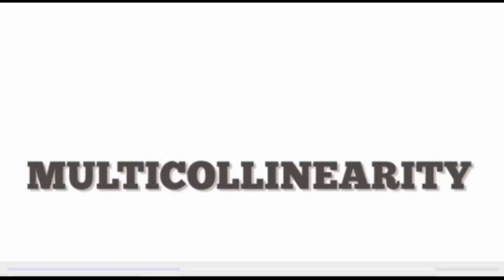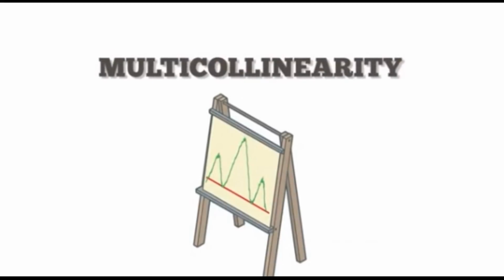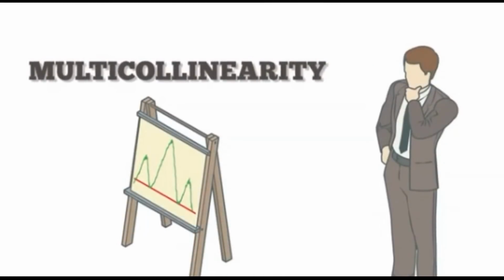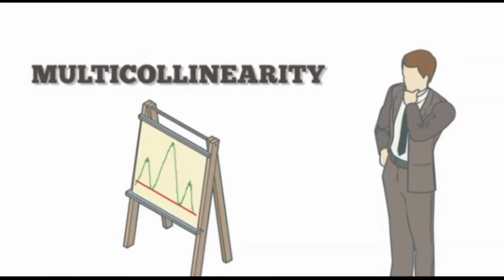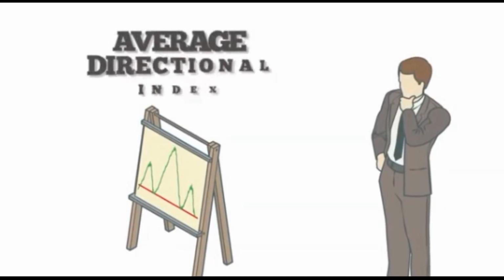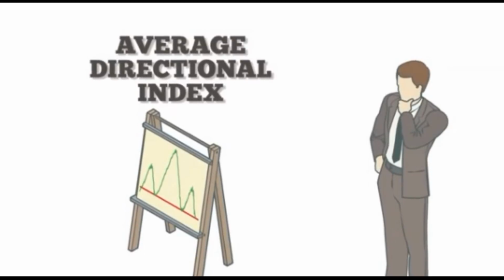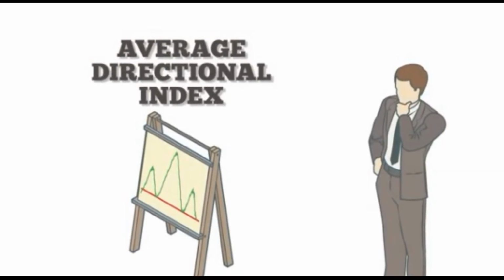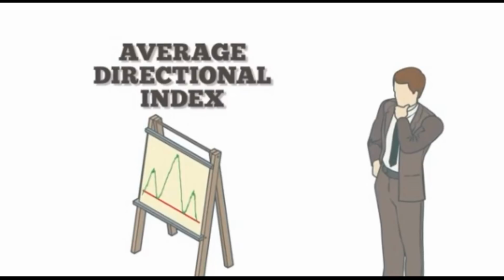Multicollinearity is a common problem that occurs when the same indicators are applied to one chart, creating misleading signals. Traders can avoid it by applying different types of indicators to a chart, like a stochastic oscillator to indicate momentum or an average directional index to indicate trend. Each indicator provides a different interpretation.